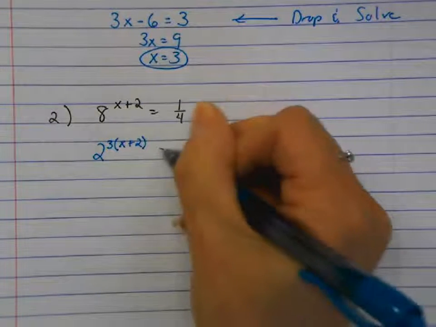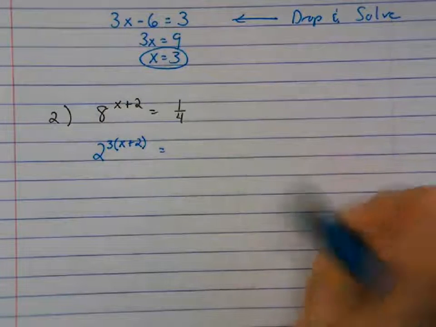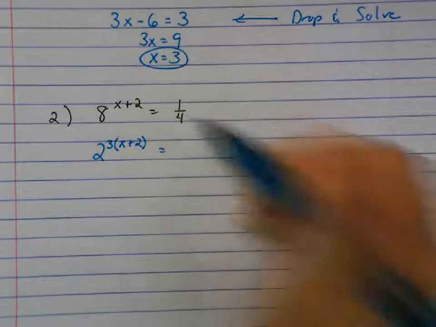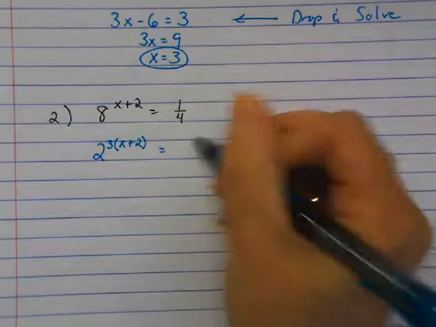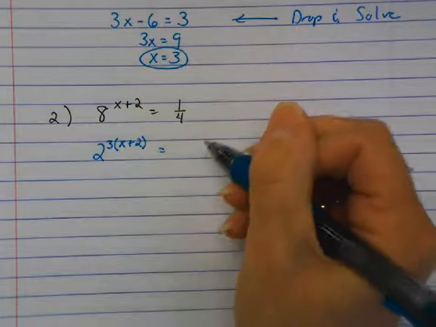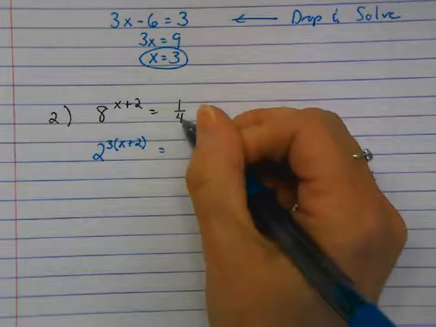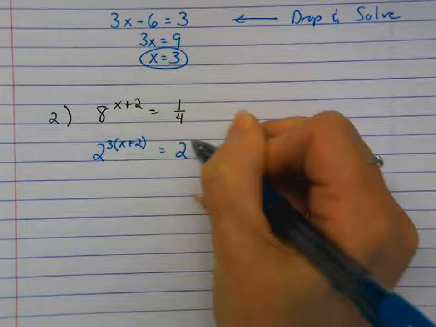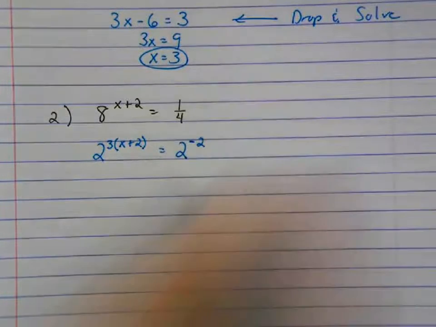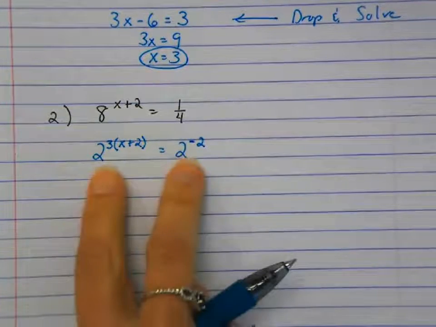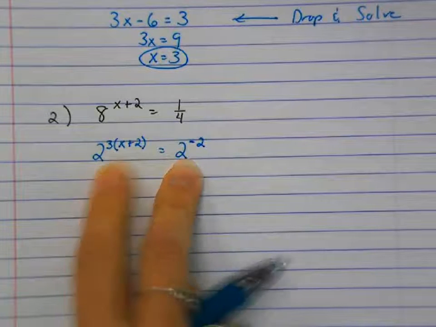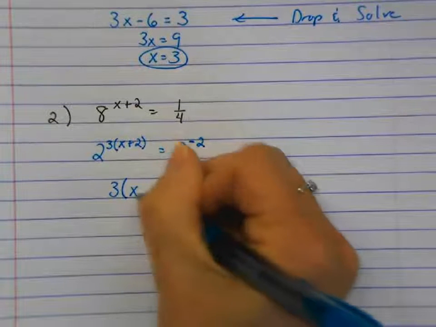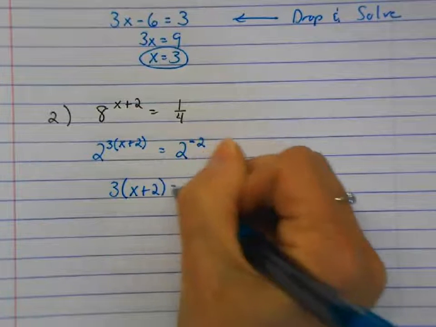Now, the 1/4 is going to cause you some problems, but let's think back to section 3.1. Do you agree that 4 is 2 squared? Sorry, 2 squared, let me get my head about me. But because it's in the denominator, what do I write? I write 2 to the negative 2 power. Now I have the same base, so I can just drop them, and I have 3 times the quantity x plus 2 is equal to negative 2.